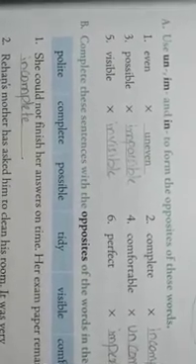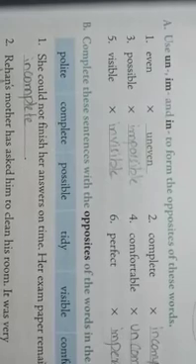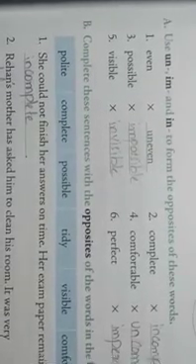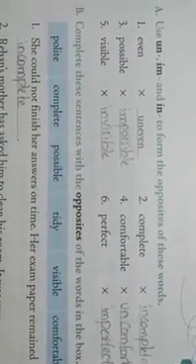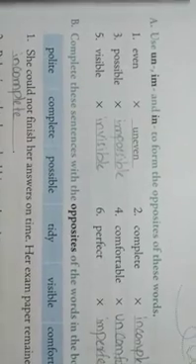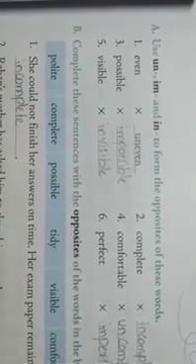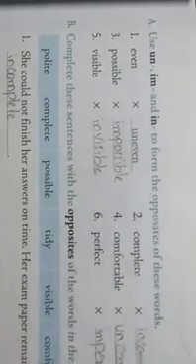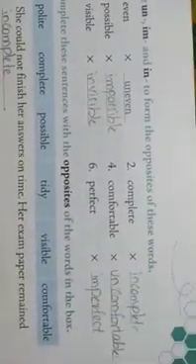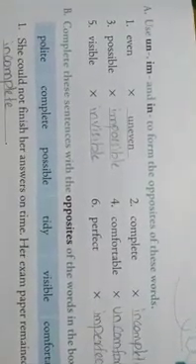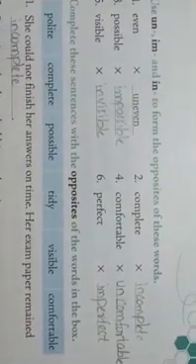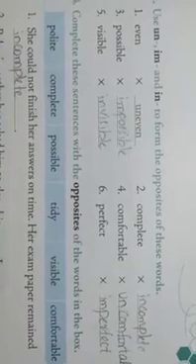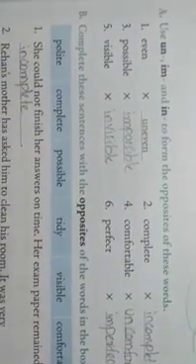First one, even. It becomes uneven. We are adding un there. Second one, complete. Incomplete. Third one, possible. Impossible. Fourth one, comfortable. Uncomfortable. Fifth one, visible. Invisible. Sixth one, perfect. Imperfect. So these are some of the opposite words.